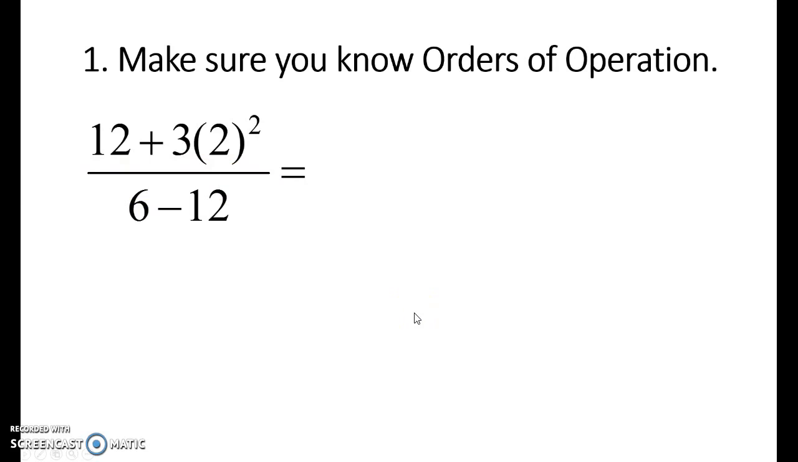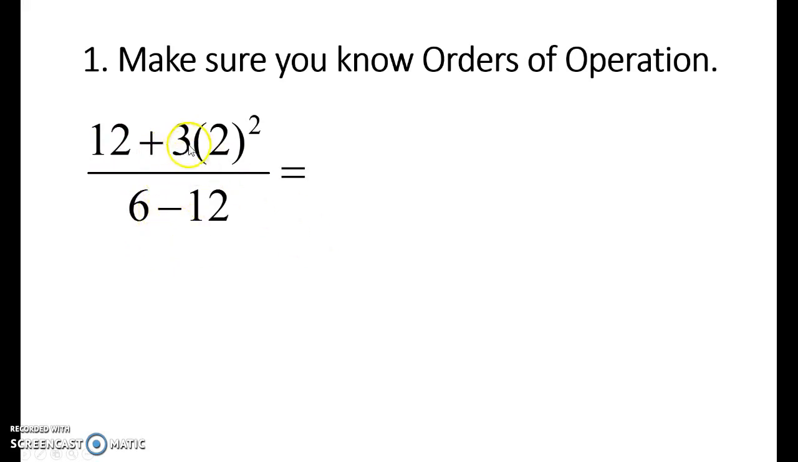Then after you simplify that, then you simplify your exponents. After that, you'll simplify any division or multiplication that you find in order from left to right. And after that, you simplify subtraction and addition in order from left to right. Now with a fraction bar like this, you'll simplify your numerator, you'll simplify your denominator, and the last thing you'll do is take your numerator and divide by your denominator.